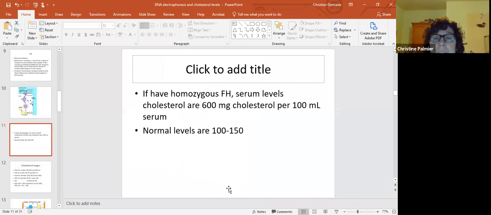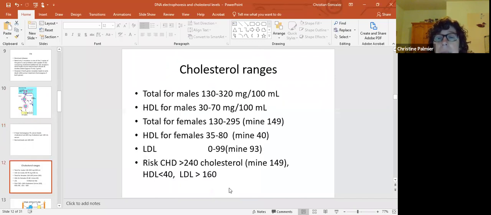If you're homozygous for FH, that means you have both copies of the high cholesterol gene. Serum levels of cholesterol can be as high as 600 milligrams of cholesterol per 100 mils of serum. Normal levels are below 200. Here are some various cholesterol ranges from your lab manual, but these may be out of date.